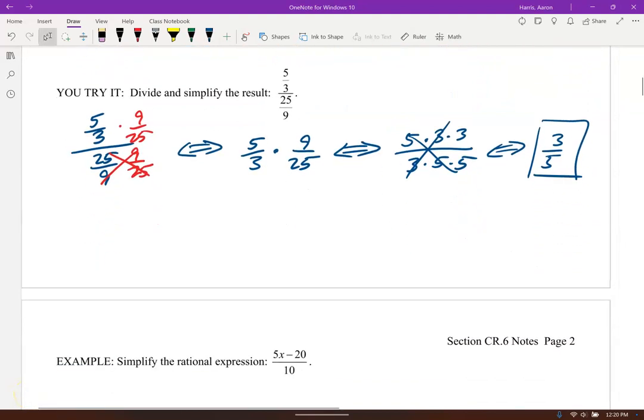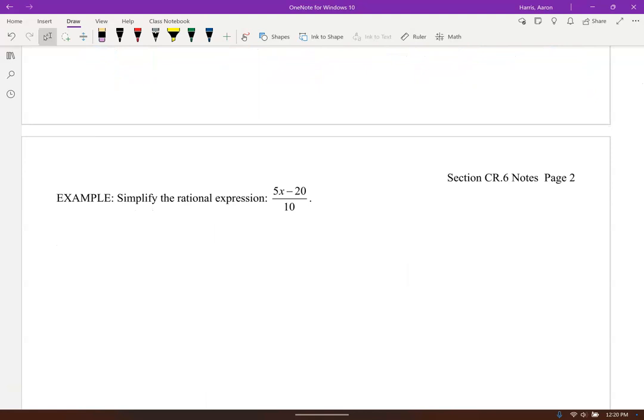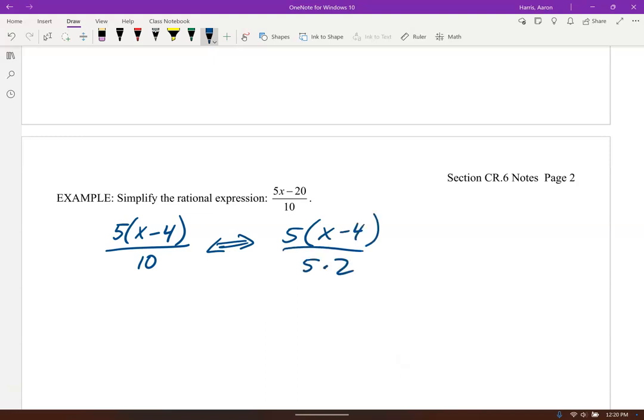Then let's move on. What about if we have a rational expression? In other words, a polynomial over another polynomial. On the bottom here is just a polynomial of a constant 10. But what we're going to do is go ahead and factor the 5x minus 20. So I'll factor a 5 out. I'm left with x minus 4. And factor a 10 out. Well, 10, of course, is 5 times 2. See how the 5's cancel? So we've got x minus 4 all over 2.